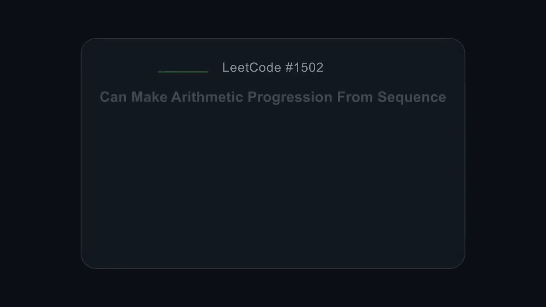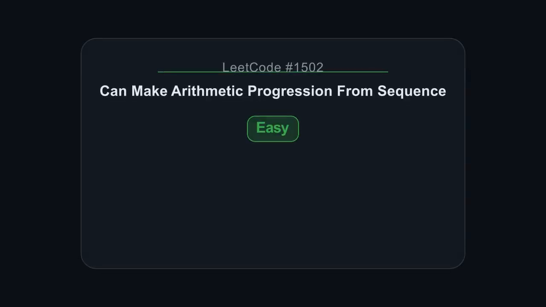You'll spot this pattern when you need to verify properties of a sequence, like arithmetic or geometric progressions, without explicit ordering. If you can derive the expected elements based on min, max, and count, and then efficiently check for their presence, a hash set is often the way to go. This avoids the overhead of sorting.